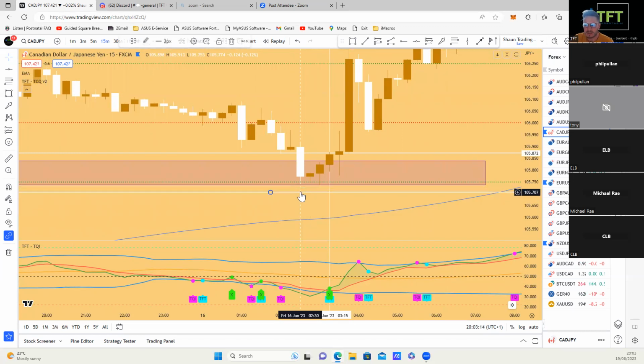You've got to be wary of spread as well, because even if price comes down here, if your stop loss is too tight, the spread can take you out. So just be careful of that. When you're trading, always account for spread, especially on the smaller time frame stuff, when you're getting really tight stop losses.